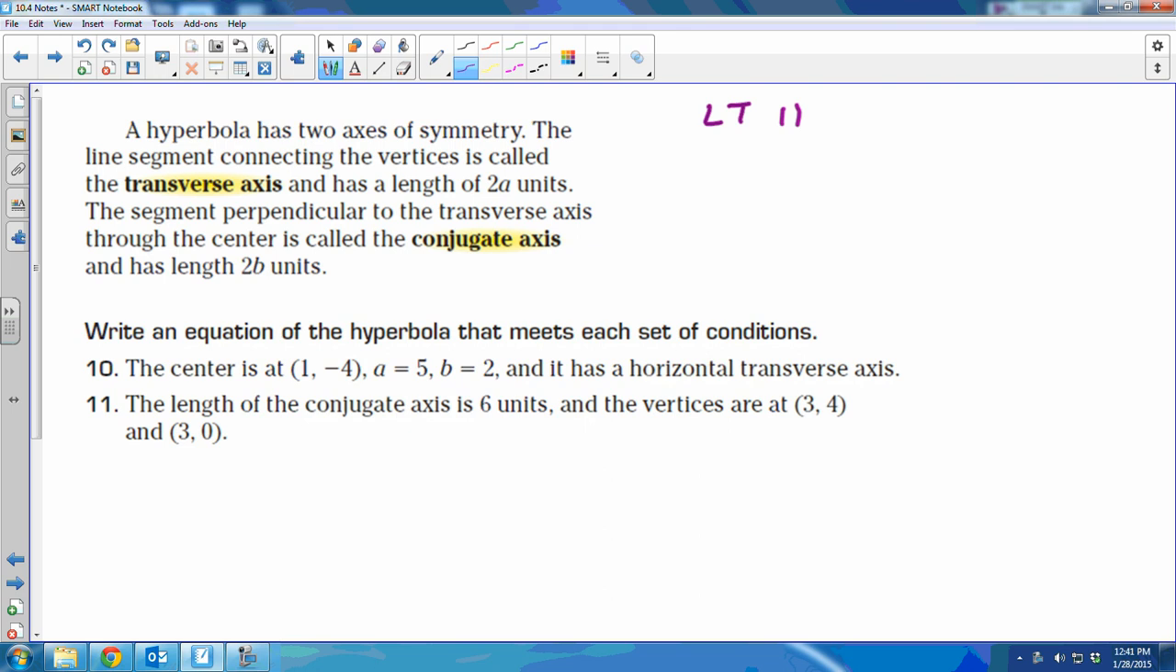So a hyperbola has two axes of symmetry. The line segment connecting the vertices is called the transverse axis and has a length of 2a. Now, the transverse is like the major axis. We don't call it that. It would be like the major axis in an ellipse. So, again, it's from the vertex to the other vertex of the whole axis. So from the vertex to the center, it's just A, right?